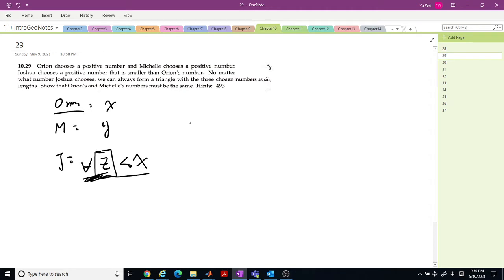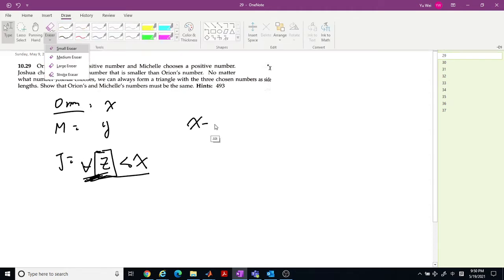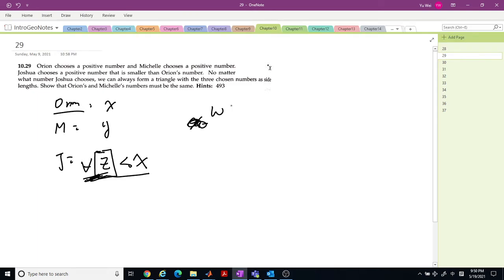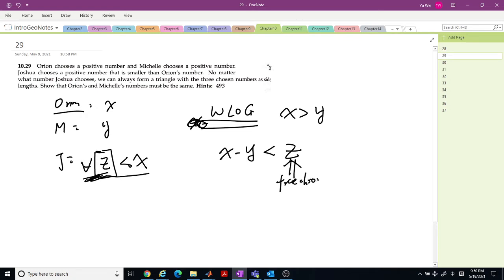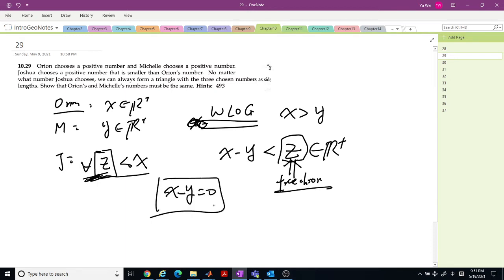So that means the X minus Y. Let's assume, without loss of generality, that X is greater than Y. Otherwise, Y greater than X is the same. Then we need X minus Y to be less than Z. Because Z is free to choose, the only thing we know for Z is that it is a positive number. So for any Z, it needs to be possible. The only way is X minus Y equal to 0 to make it possible.